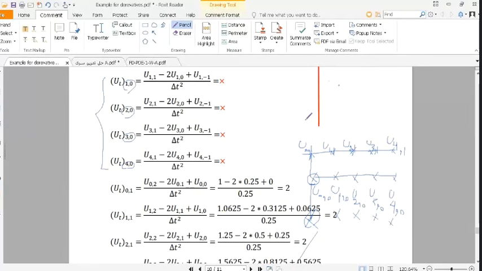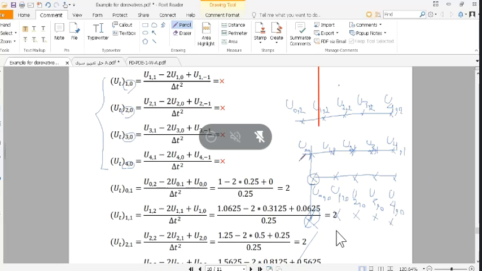And the last line, we have u 0 and 2, then we have u1 and 2. For the next point, we have u2 and 2. Then u3 and 2. And finally, we have u4 and 2. Okay?